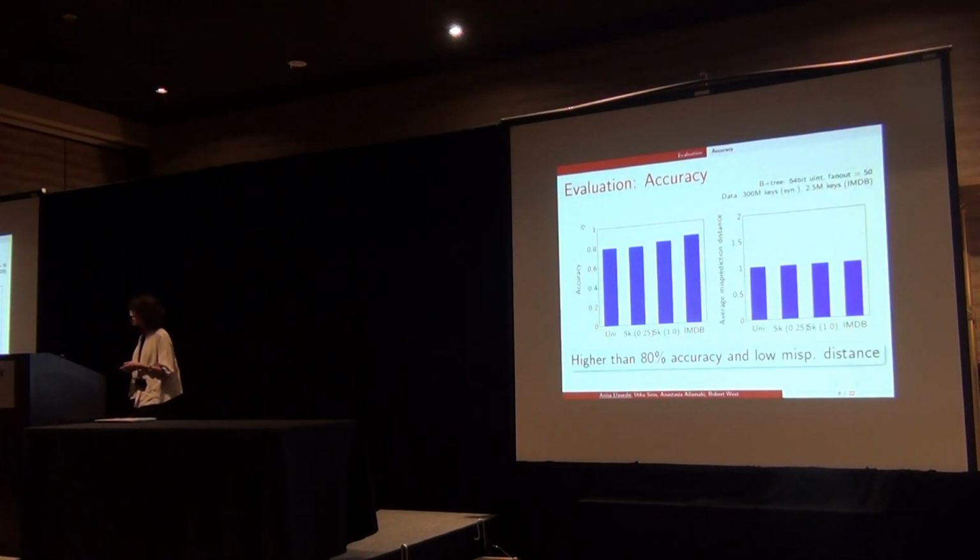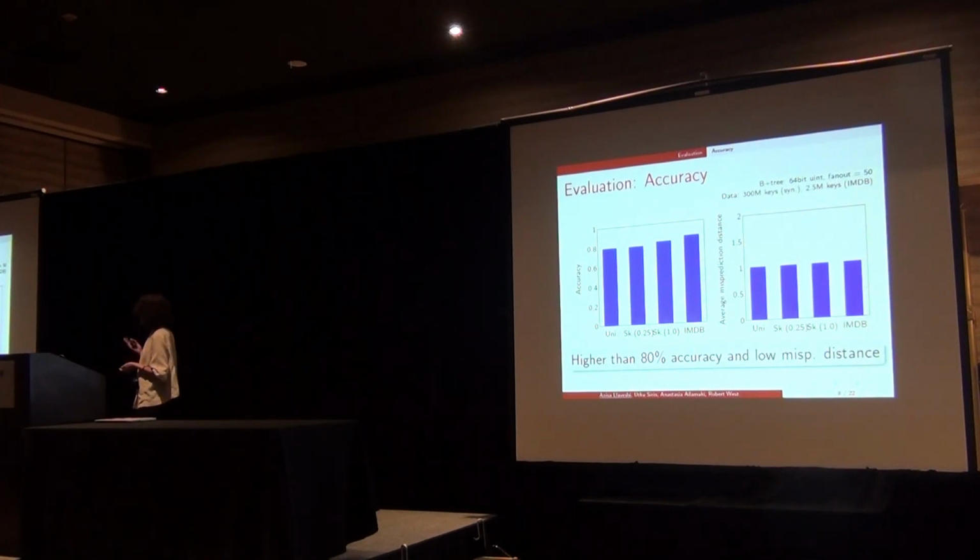Now I will present the accuracy results of our system. We use 2 different metrics to evaluate the accuracy of the system: accuracy and the average misprediction distance. We can see on the plot on the left, on the x-axis we have the 4 data sets that we use, and on the y-axis we have the accuracy ratio. The accuracy ratio can vary from 0 to 1.